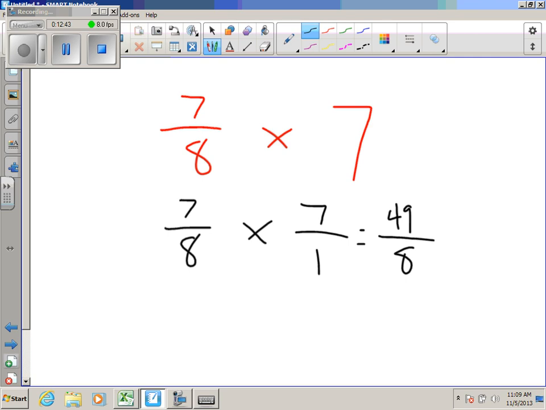Is this acceptable as a final answer? No. How many times does 8 go into 49? 8 times 6 is 48. How many are left? So 6 and 1/8.